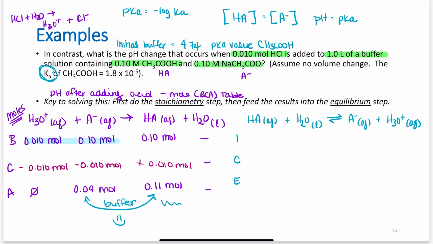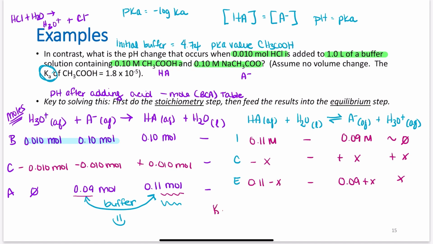Now you do need molarity here. I have 0.09 moles of A minus in 1 liter, which means I have 0.09 molar A minus. And I have 0.11 moles of HA in 1 liter, which means I have 0.11 molar HA. I have approximately no H3O plus at the start of this equilibrium, because again, it's a very, very small amount in solution. And now, as with traditional ice tables, we write minus X on the reactant side and plus X on the product. 0.11 minus X, 0.09 plus X, and X. Set up your Ka expression.